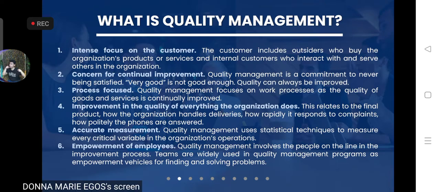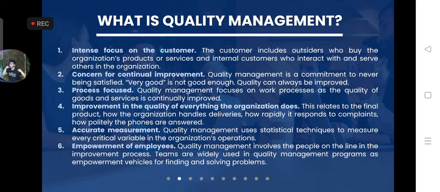Process focused. Quality management focuses on work processes as the quality of goods and services is continually improved. The focus is to improve the quality of an organization's outputs, including goods and services, through the continual improvement of internal practices. Total quality management aims to hold all parties involved in the production processes accountable for the overall quality of the final product or service.